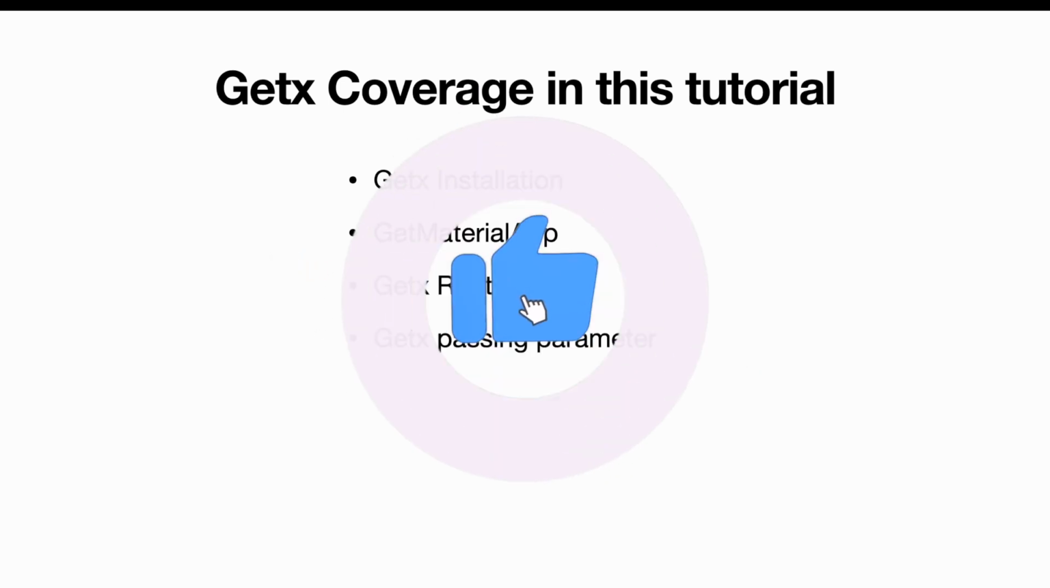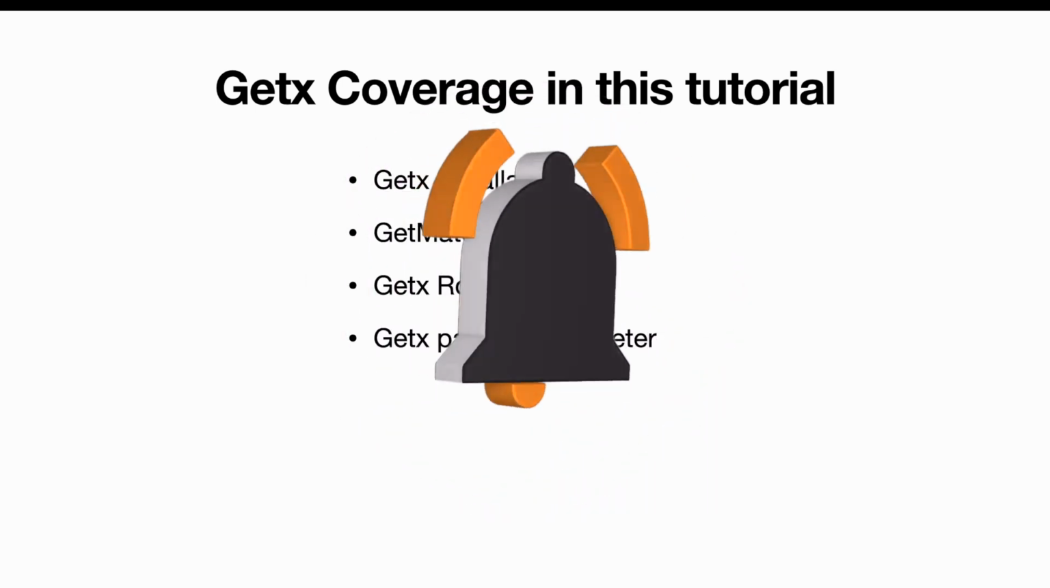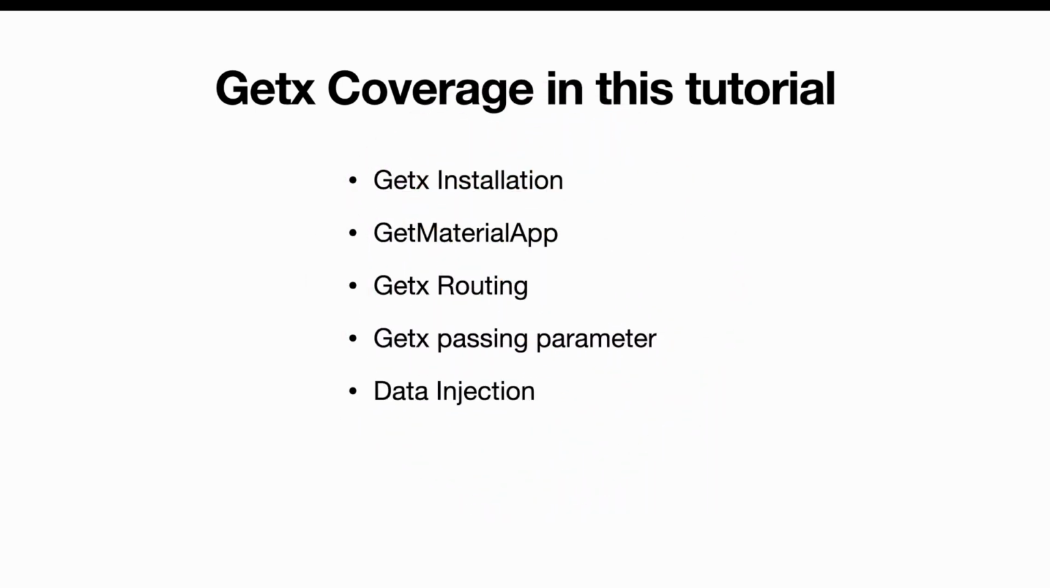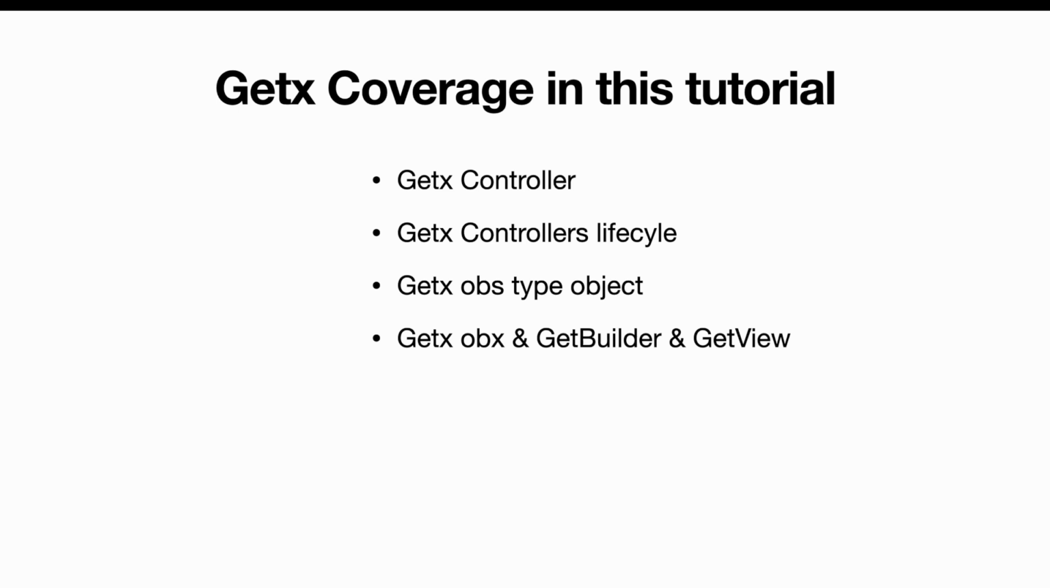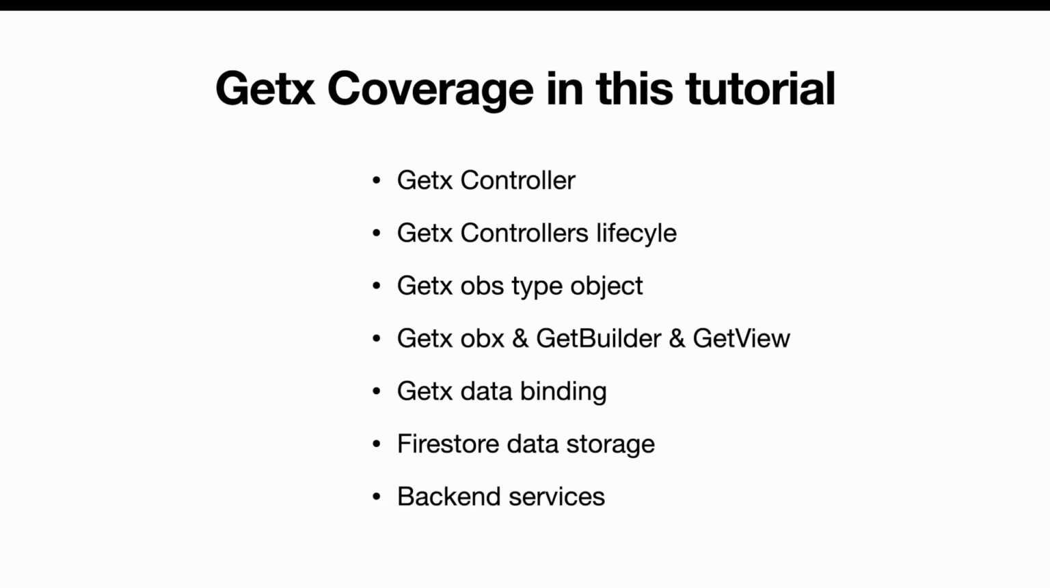And then we'll also see how to pass parameters using Getx and deal with arguments. And then we'll see data injection with Getx, which makes data binding very easy. And definitely we can also see Getx state management. And not only that, we'll also learn about the Getx controller's lifecycle, and how to work with OBS type objects. Not only that, we'll also see Obx, GetBuilder, and GetView and the difference between them, as well as data binding. And then we'll also see how to store our data in Firestore and backend services.